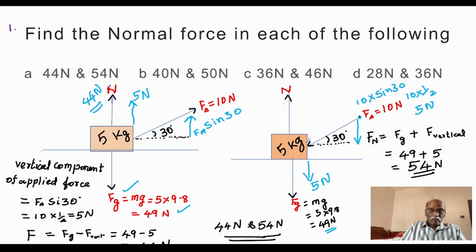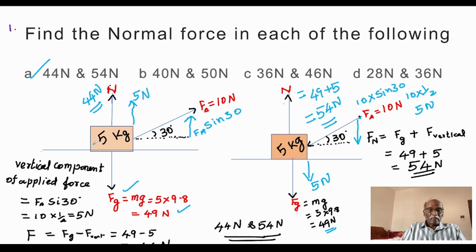Now these two forces are balanced by the normal. So normal is equal to 49 plus 5. Why? These two forces are balanced by a single force, normal, and hence this is equal to 54. Very easy to understand. In the first case, normal is 44 Newton. In the second case, normal is 54 Newton. Option 1 is the correct answer.